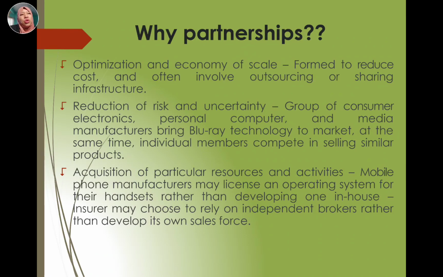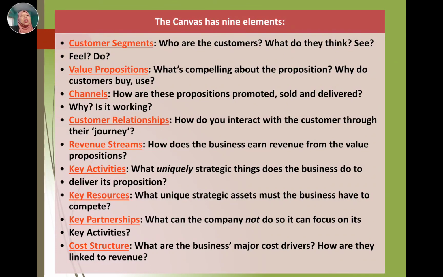Okay, so now this is what the business canvas consists of. There are 9 areas, and these are the questions. Cost structure: what are the business's major cost drivers? How are they linked to revenue? It's very easy to do, guys, in this BMC.